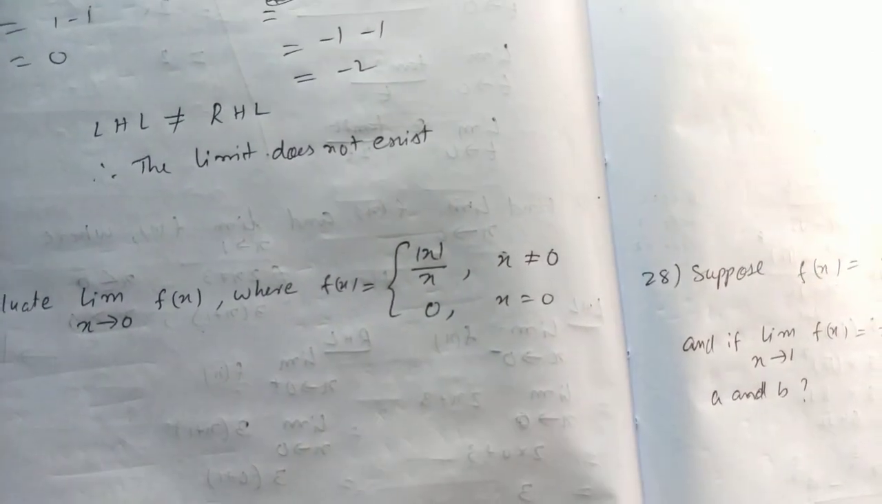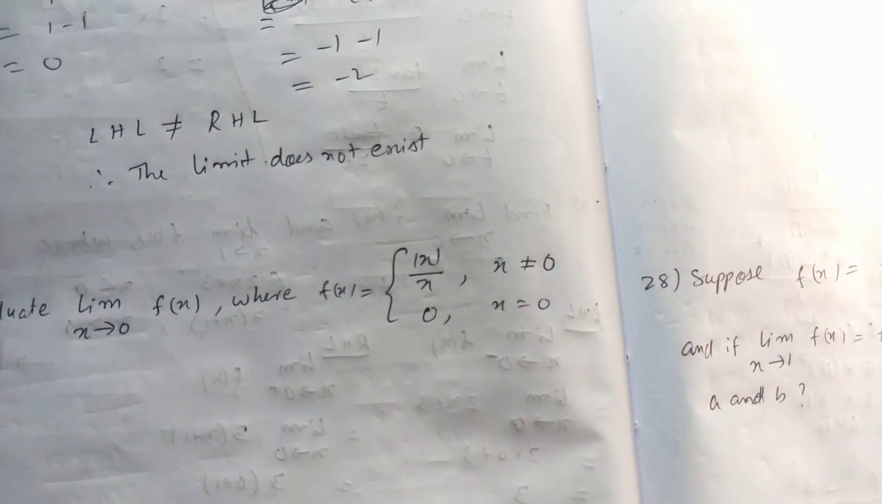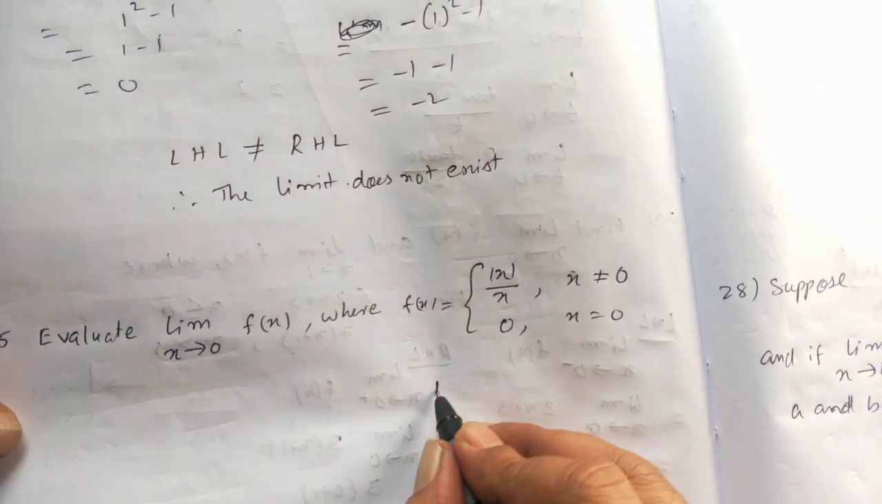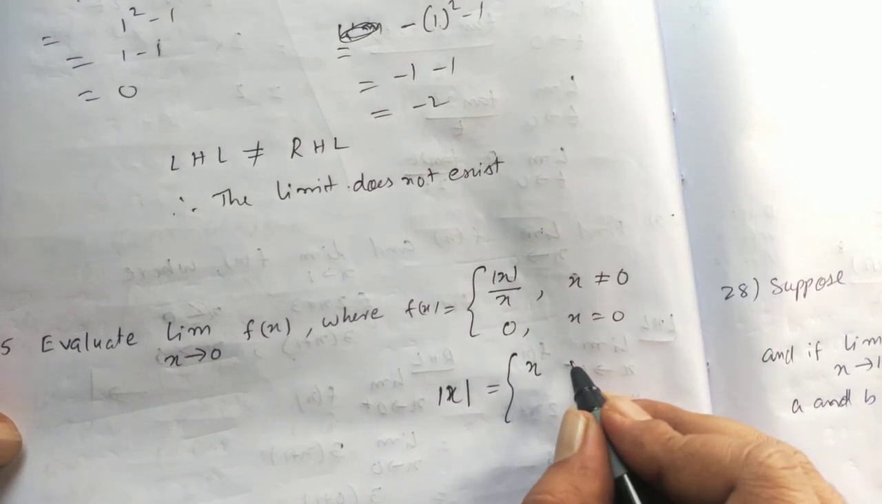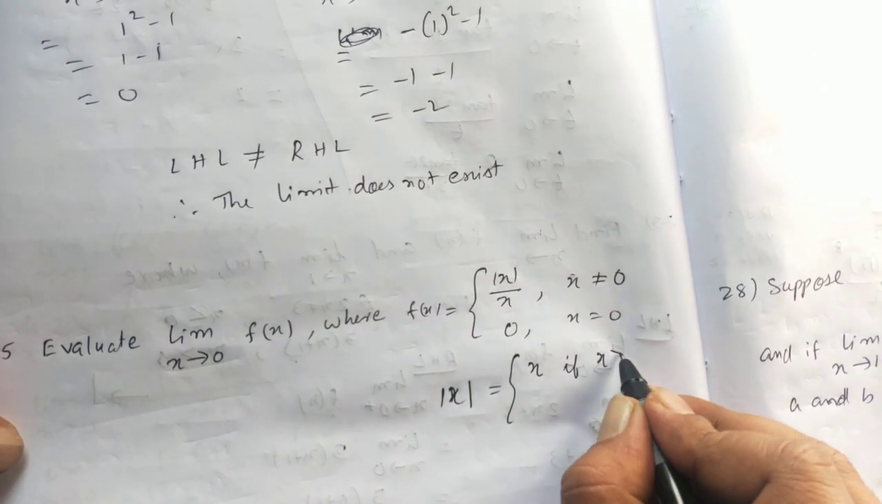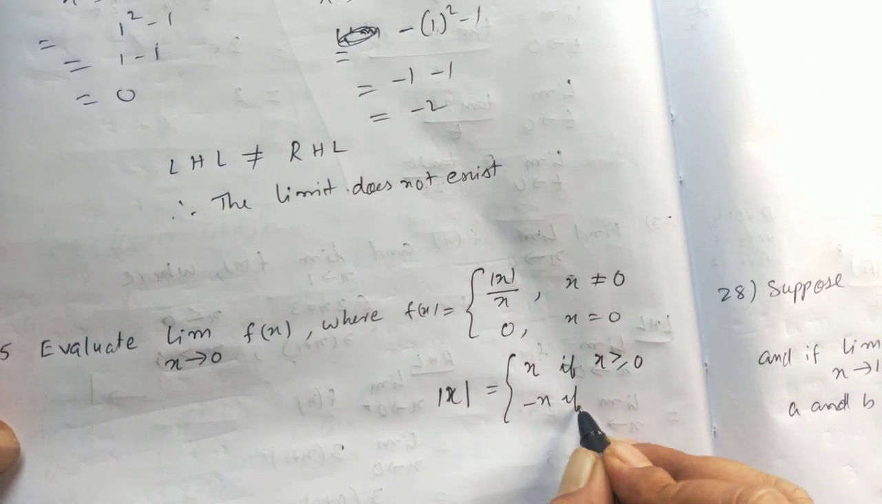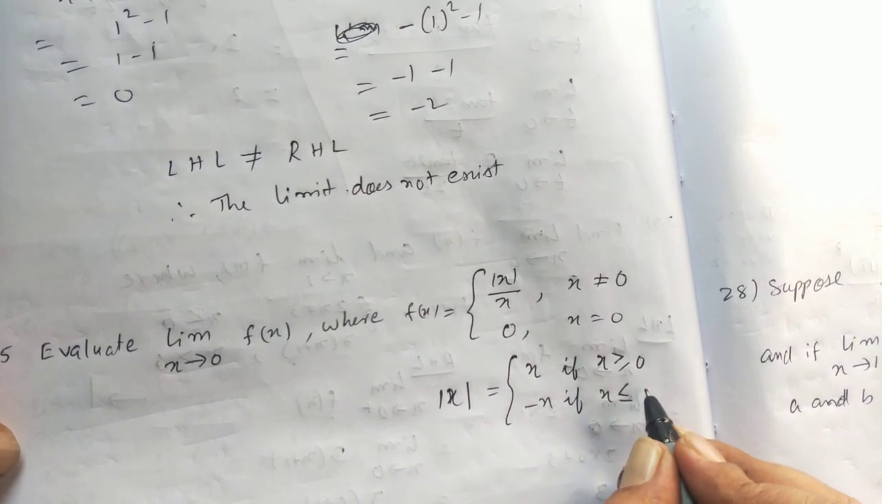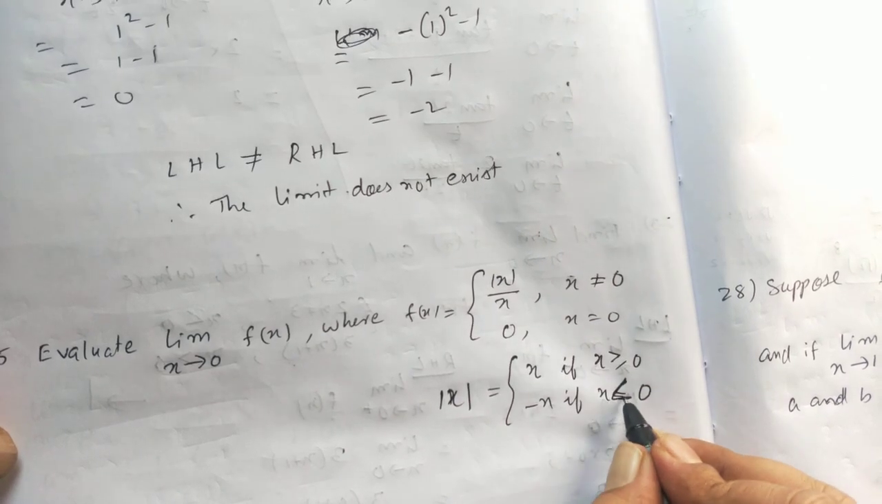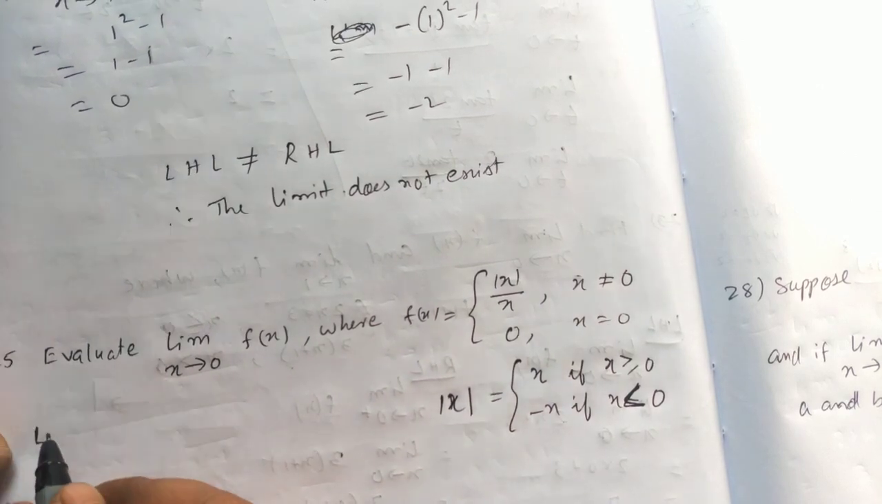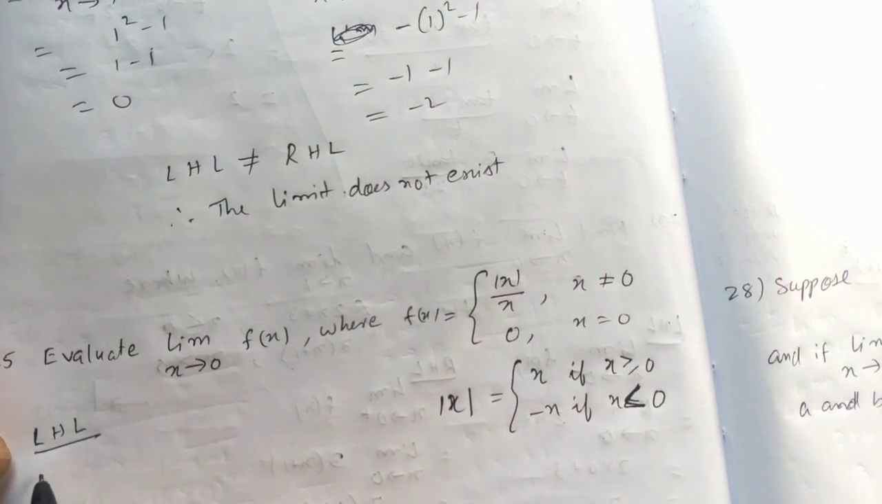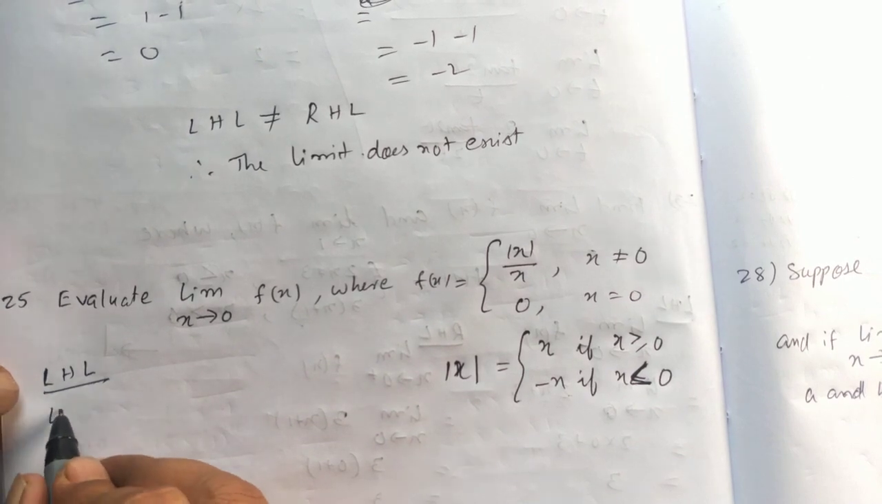Let's do question number 25. This is a modulus function. So we have to know the meaning of modulus: we take x if x is greater than or equal to 0, and we take minus x if x is less than 0. So let us check the left hand limit.